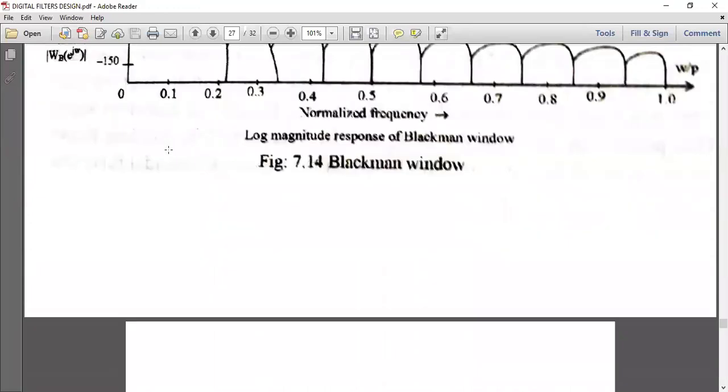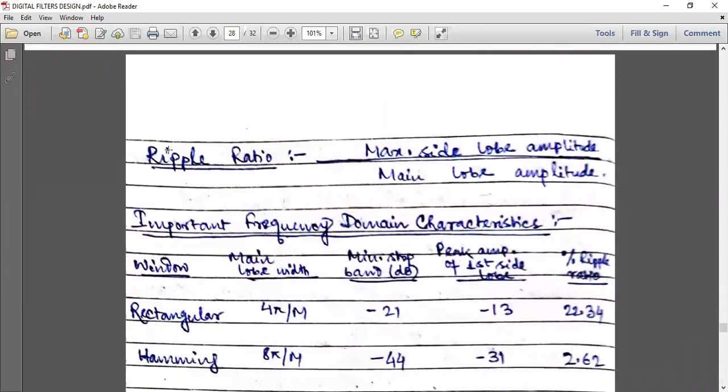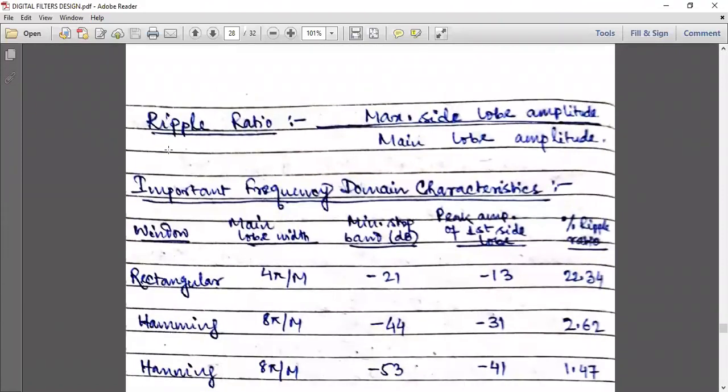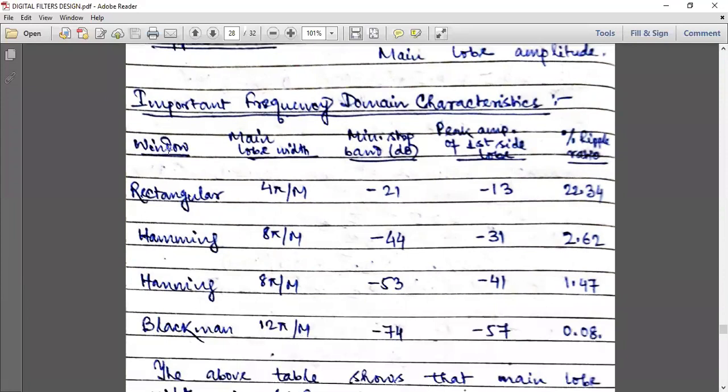Clear? Now come to a part called ripple ratio. So what is ripple ratio? The ripple ratio is a ratio of the maximum side lobe amplitude to the main lobe amplitude. And if you are asked for the percentage ripple ratio, then this ripple ratio multiplied by 100 will give you the percentage ripple ratio.